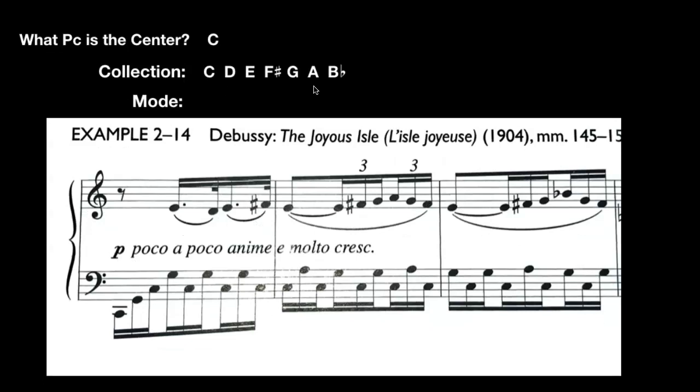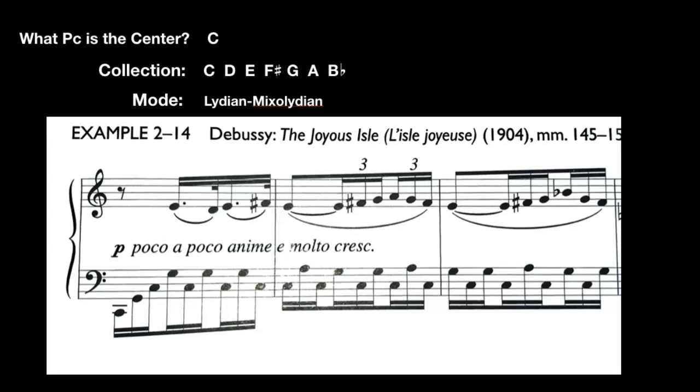Here's the collection in order from C. Notice we have F sharp and also B flat. Can you spot this mode? It's actually one of the hybrid modes. It's a combination of Lydian, the F sharp, and also Mixolydian, the B flat. We can refer to this as the Lydian Mixolydian mode. It's actually derived from the melodic minor scale. If you rotate that scale in various ways, you can pull out this mode from the melodic minor.